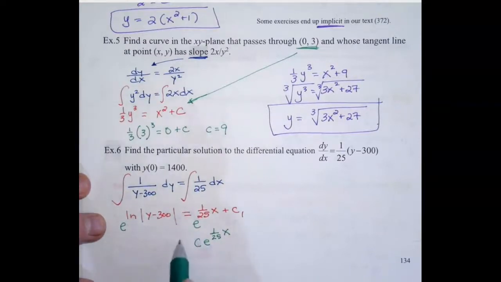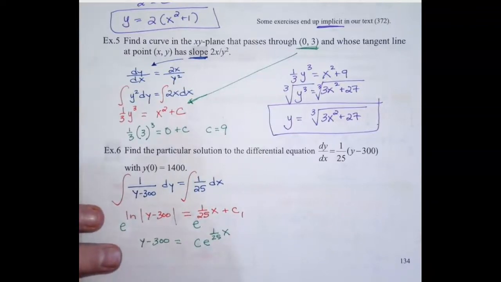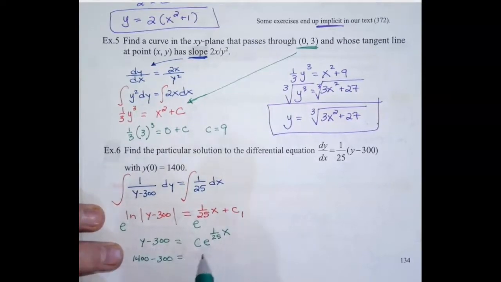Okay, and then on this, c is a constant, and the exponent is the variable, so changing an exponent, whether it's positive or negative, doesn't change the sign. So that's always going to be positive, so we can just focus on y minus 300 here. Now we can go ahead and plug in 0, 1400. So 1400 minus 300, probably could have done that in my head, and then plug in 0 here, that's going to be e to the 0, which is 1. So c is going to be 1100.